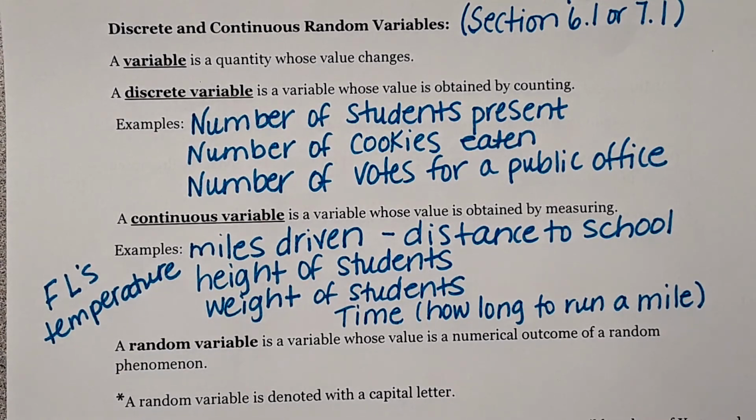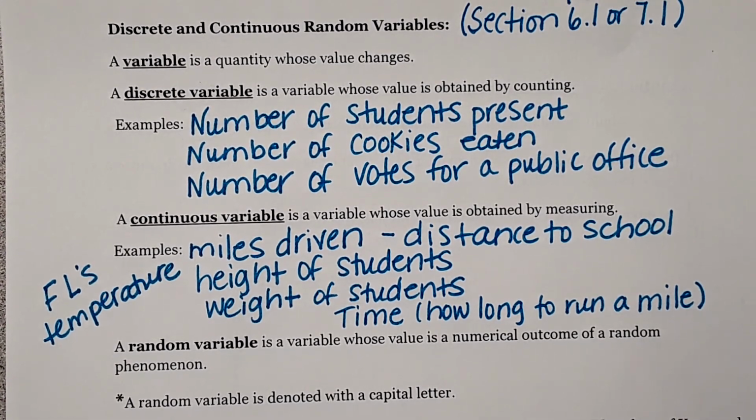So I want to draw your attention to random variable. A random variable is a variable whose value is a numerical outcome of a random phenomenon. We're going back to a little bit of probability. A random variable is denoted by a capital letter, usually X. The probability distribution of a random variable X tells us what the possible values of X are and how probabilities are assigned to those values.